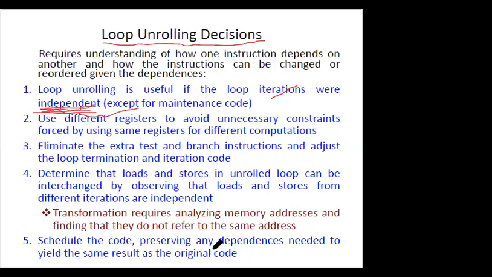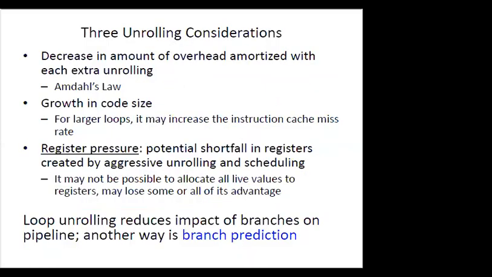To schedule the code, any dependence needs to be preserved to yield the same result as the original code. So we can reschedule the code, but the dependencies have to be preserved. Obviously, the dependencies have to be preserved, because if the code needs to provide the same result as the original code, then the dependencies need to be preserved. So there are three unrolling considerations, as we can see.